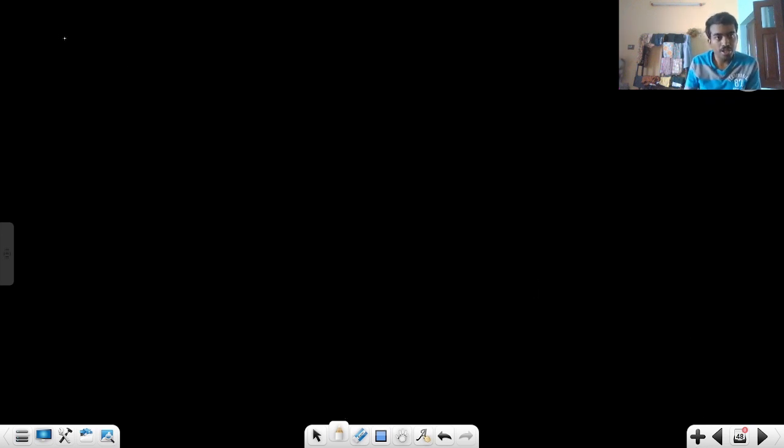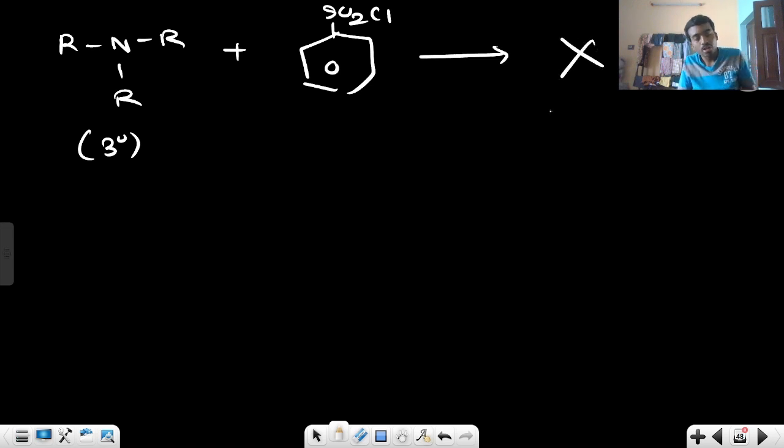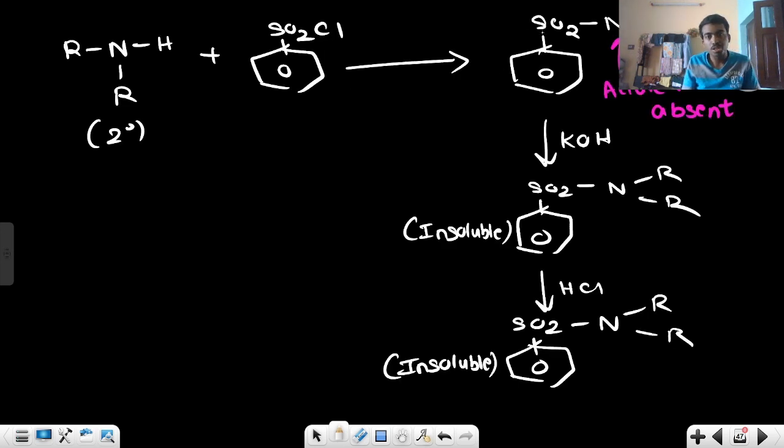Next, 3 degree. RNRR, this is going to be a 3 degree amine plus benzene sulfonyl chloride, no reaction. Why? Because there is no hydrogen. The HCl has to come out in the first step, that is not happening. Why? Because no hydrogen is there in the original compound. So that is why the first reaction does not happen. Okay, first reaction does not happen means in presence of KOH this will not happen. This one is just an intermediate. Actually we are doing it with KOH, na? This is just an intermediate being formed.